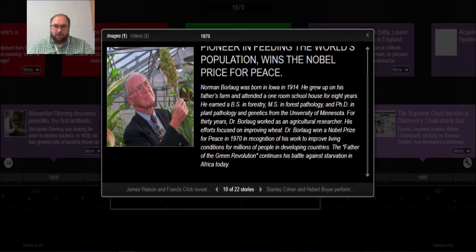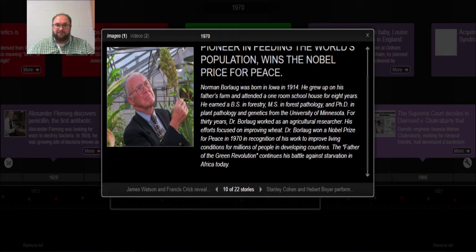So he graduates from the University of Minnesota and then takes a job with the DuPont company. And for 30 years, Dr. Norman Borlaug worked as an agricultural researcher, and his efforts focused on improving wheat. Dr. Borlaug won the Nobel Prize for Peace in 1970 in recognition for his work in improving the living conditions for millions of people in developing countries, and he's referred to as the father of the Green Revolution. And he also continued his work until his passing in 2009, working in Africa to battle against starvation, trying to get countries to adopt genetically engineered corn seed.